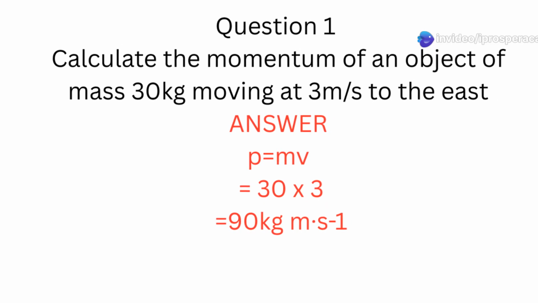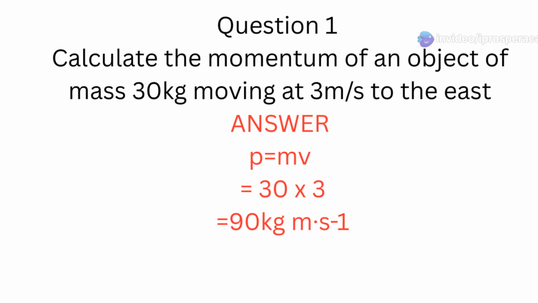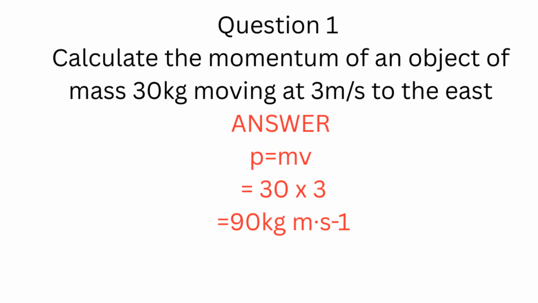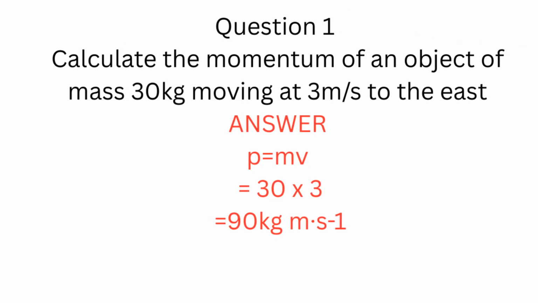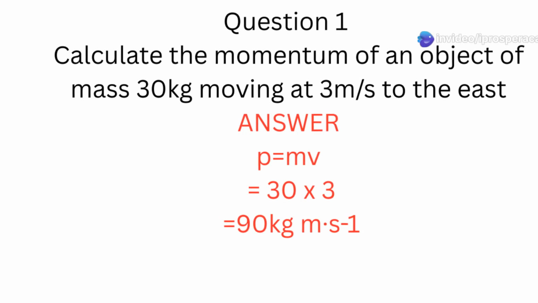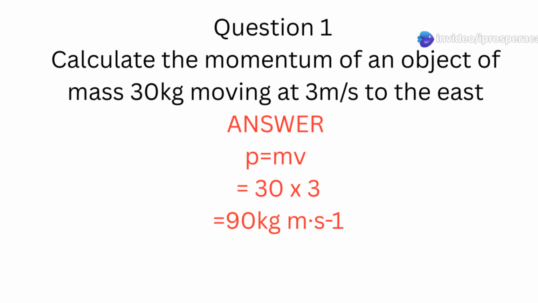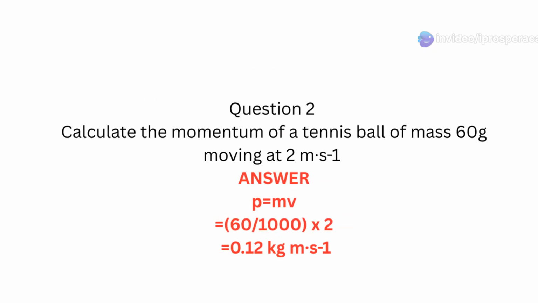Alright, let's dive into our first question. Calculate the momentum of an object with a mass of 30 kilograms, moving at 3 meters per second to the east. To find the momentum, we use the formula p equals m times v, so that's 30 times 3, which equals 90 kilogram meters per second.